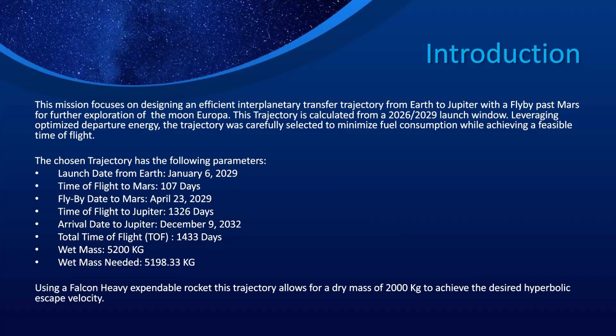Our wet mass will be 5,200 kilograms, with wet mass needed being 5,198.33 kilograms. This trajectory will use a Falcon Heavy expendable rocket and allows for a dry mass of 2,000 kilograms to achieve our desired hyperbolic escape velocity.